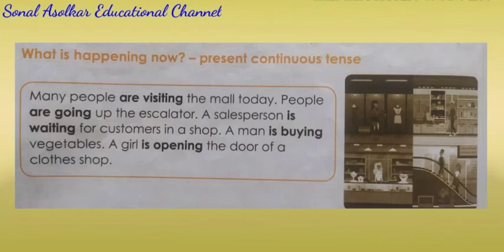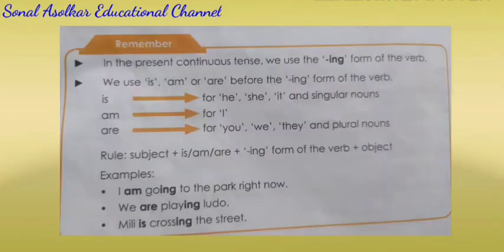The above passage talks about actions that are happening now. Such actions are shown in the present continuous tense. Remember students, in the present continuous tense we use the ing form of the verb. We use is, am or are before the ing form of the verb. Is for he, she, it and singular nouns. Am for I. Are for you, we, they and plural nouns.